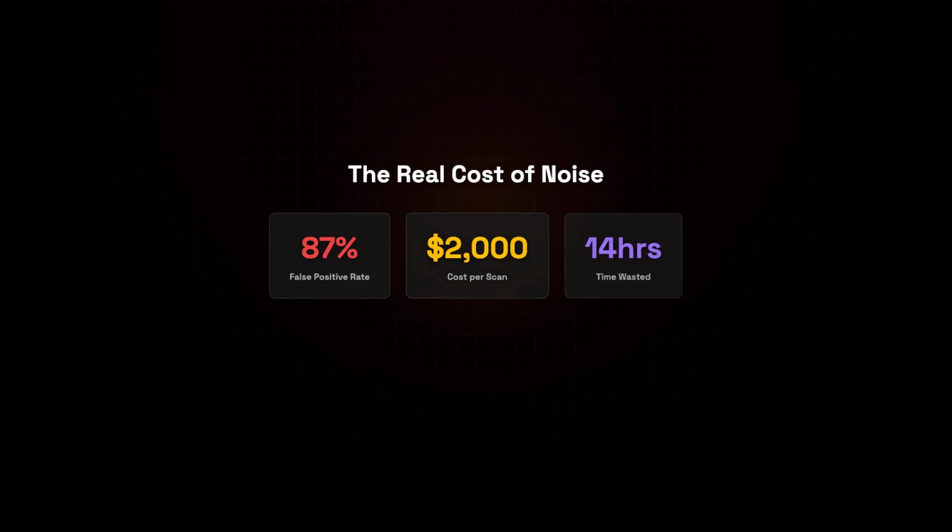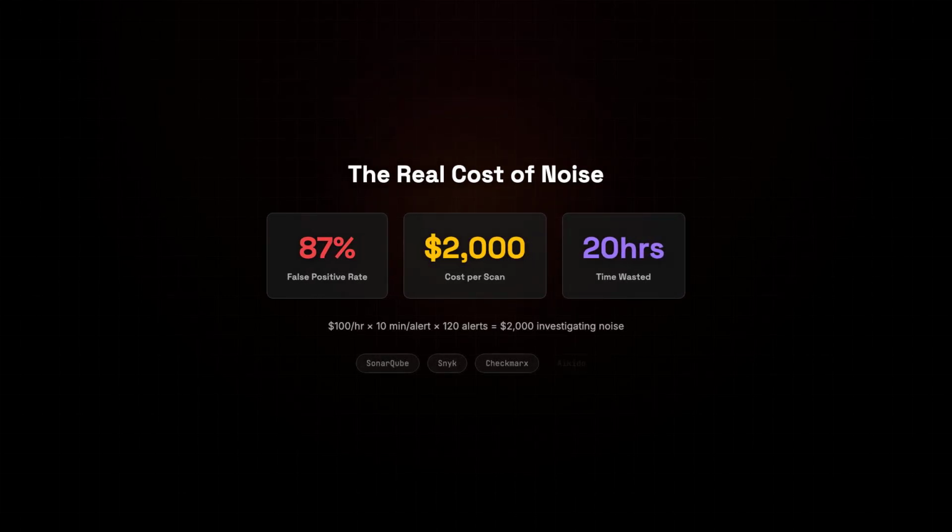Let's put real numbers on this problem. We tested traditional SAST tools across open-source repositories and found an 87% false positive rate. That means for every genuine vulnerability you find, there are 7 false alarms sitting next to it. At $100 an hour for senior engineers, triaging takes about 10 minutes per alert. That works out to roughly $2,000 per project just investigating noise. Tools like SonarQube, Snyk, Checkmarx, and Aikido all contribute to this problem.